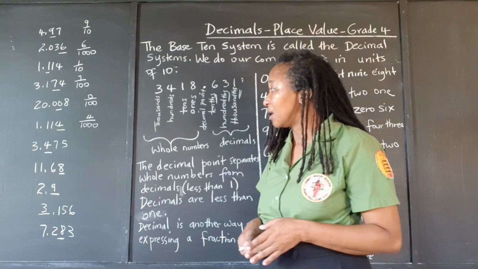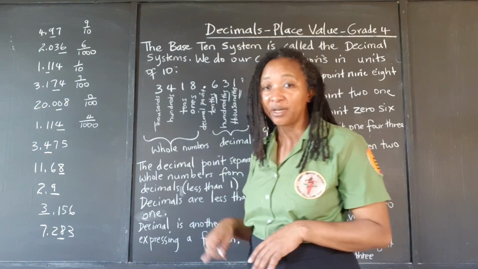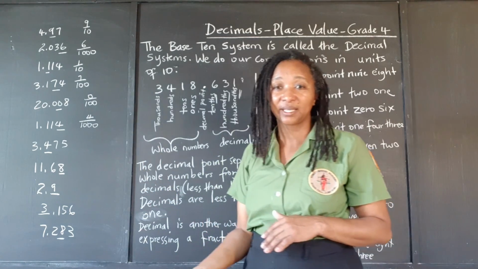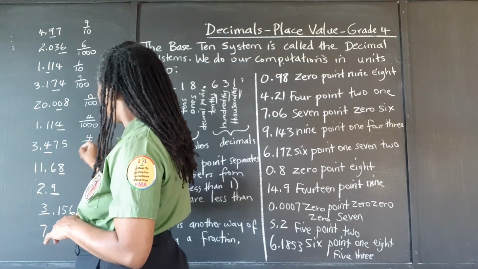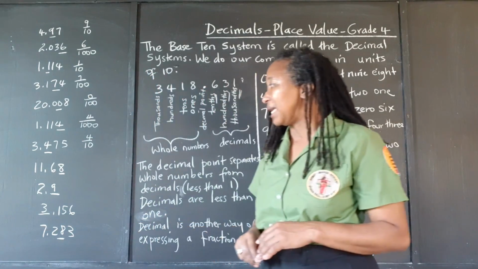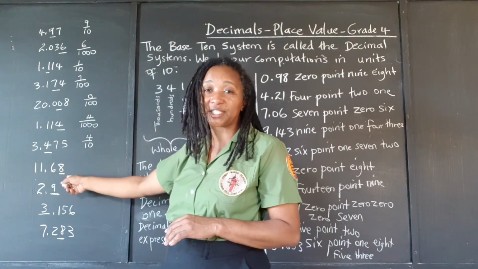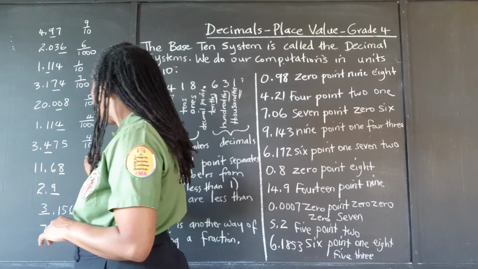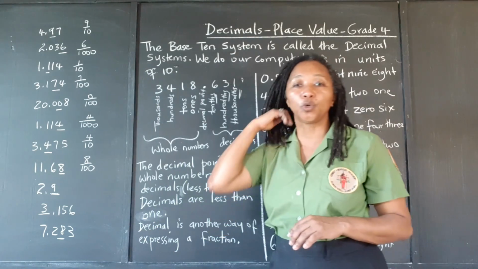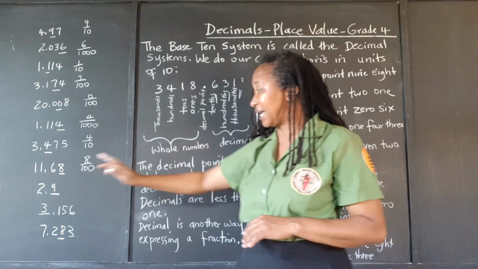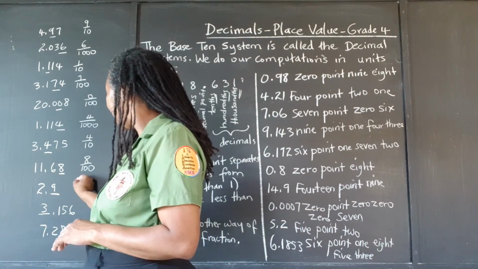3.475. I've underlined the 4. The 4 is in the tenths place. It's 1 place from the decimal point. So that's 4/10. 11.68. The 8 is 2 places from the decimal point. That's 8 hundredths. 2.9. The 9 is 1 place from the decimal point. So that's 9/10.